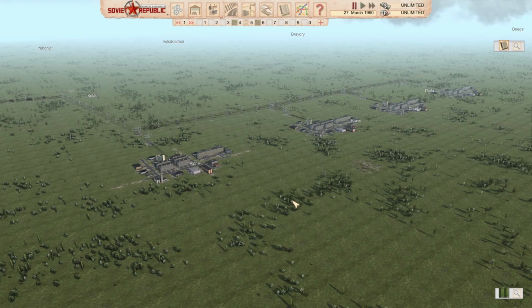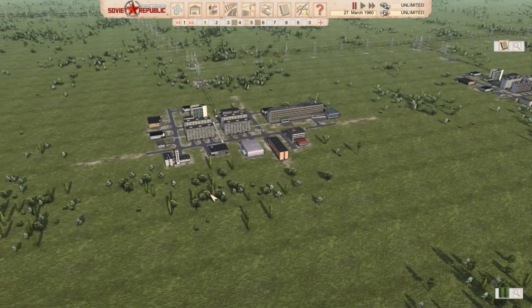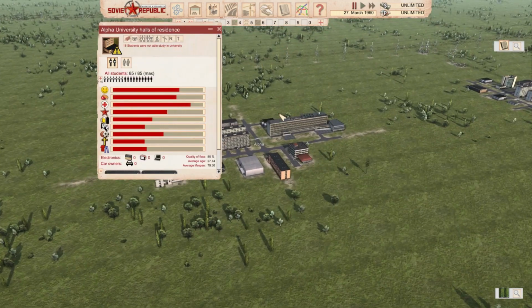Okay, I will try to answer a couple of questions. What happens with students? How do dormitories work? How do university halls of residence work?